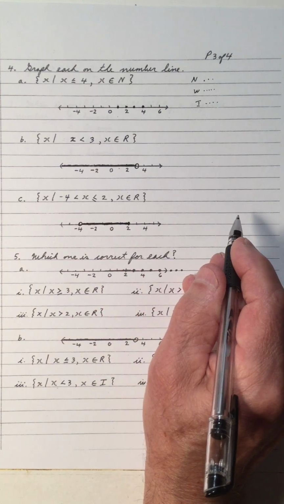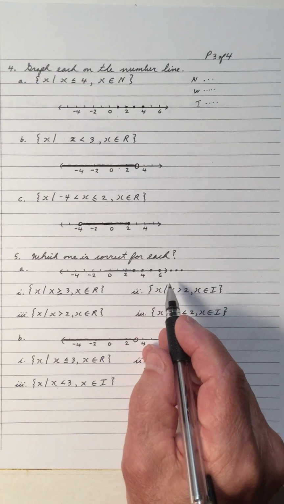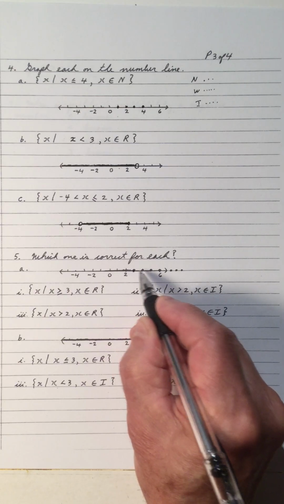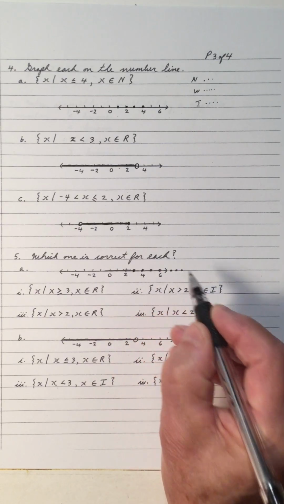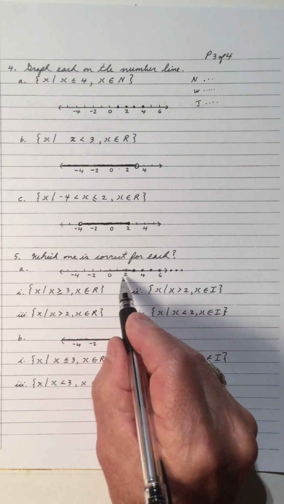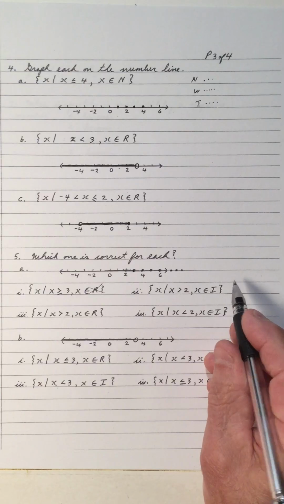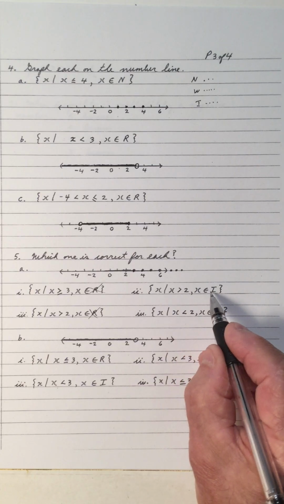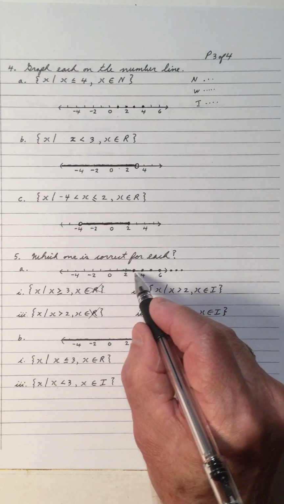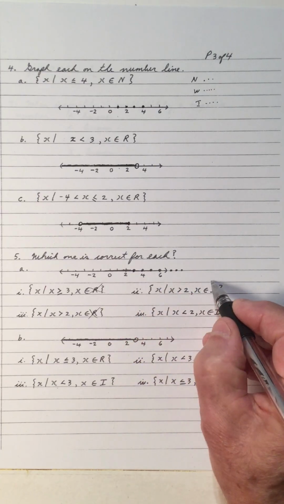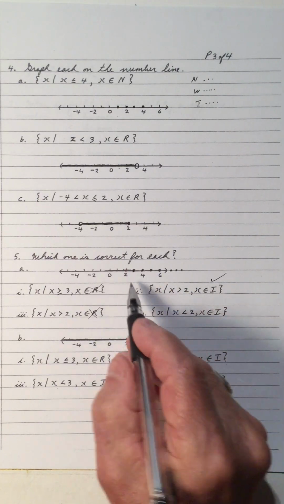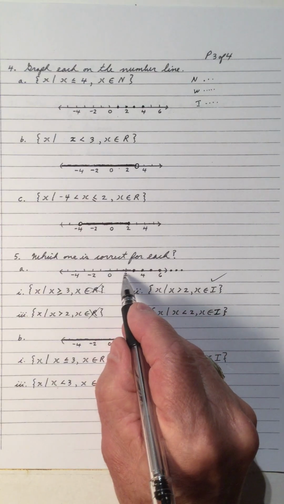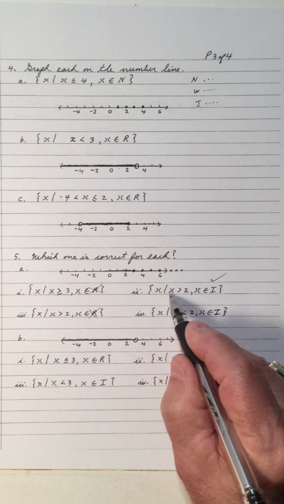Number 5, which one is correct for each? So right here we have just these dots. Real numbers is shading, so it's not this one. Real numbers is shading, so it's not that one. A is x is greater than 2, or x belongs to the integers greater than 2. So this is the integers greater than 2, so this is the right one. And this is less than 2, so less than 2 would have been down here with dots. Integers are dots. Less than 2, so it's not this one. So number 2 is the answer.